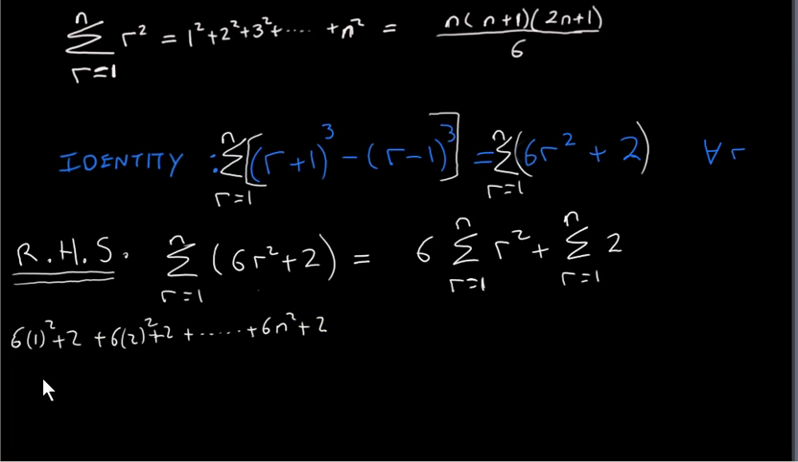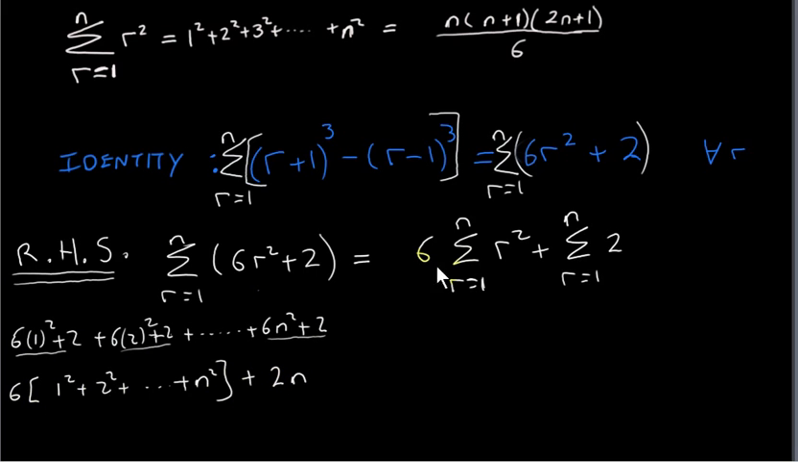So we could actually write this thing as 6 times 1 squared plus 2 squared plus dot dot dot as far as n squared, plus all the 2's. We can add up all the 2's. But how many 2's do we have? Well, we have n of these terms, n terms in total, going from r equals 1 to n. So we actually have n 2's added together. n 2's can be written 2n.